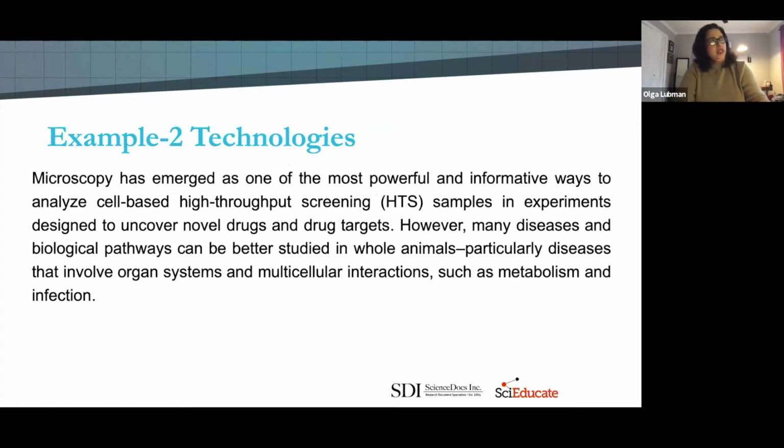What about if you're in technologies? Here's a good example. Microscopy has emerged as one of the most powerful and informative ways to analyze cell-based high-throughput screening in experiments designed to uncover novel drugs and drug targets. So that is your statement. But now you present the gap in knowledge where you're hoping to advance. However, many diseases and biological pathways can be better studied in whole animals, particularly diseases that involve organ systems and multicellular interactions.